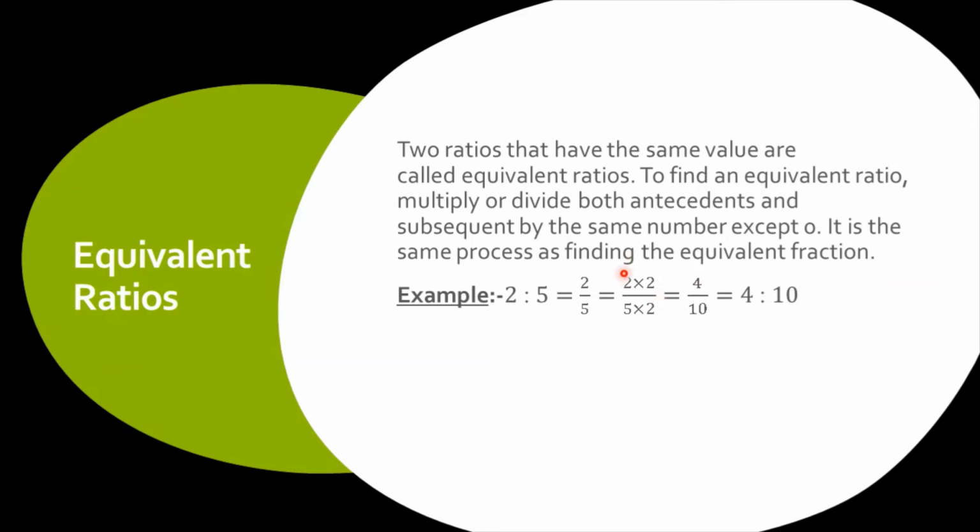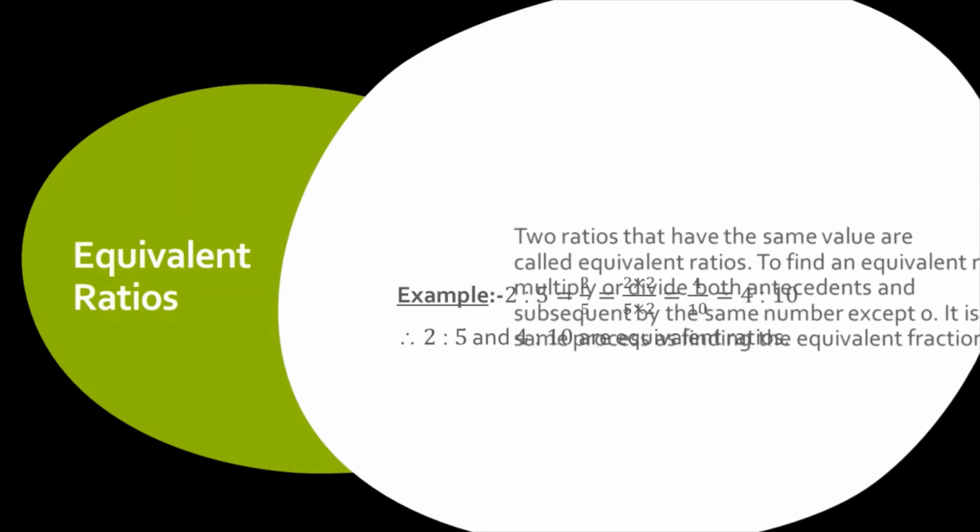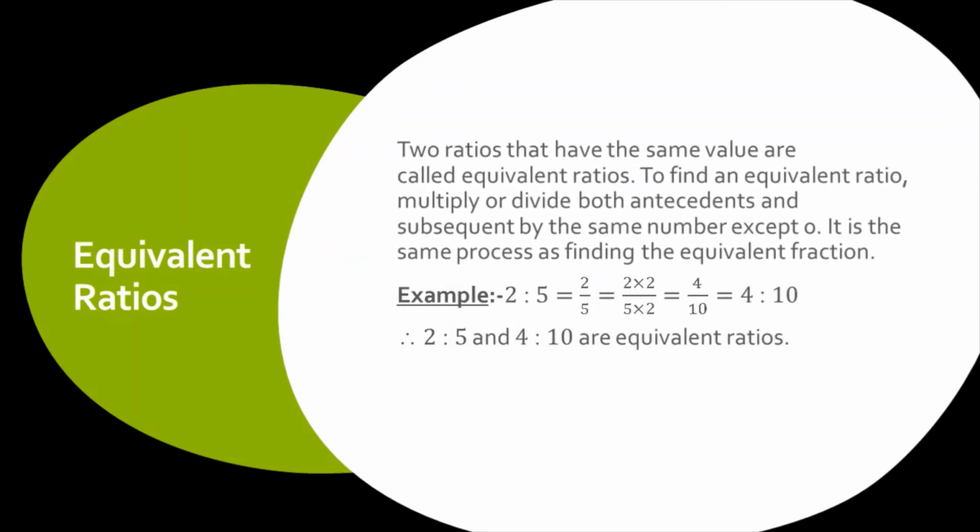We multiply the subsequent and the antecedent also. So we get 4 divided by 10, which equals 4:10. So we can say 2:5 is equivalent to 4:10. Therefore, 2:5 and 4:10 are equivalent ratios. This is the process to find an equivalent ratio. So these are the things: equivalent ratios, a definition, an example, and these two are the equivalent ratios.